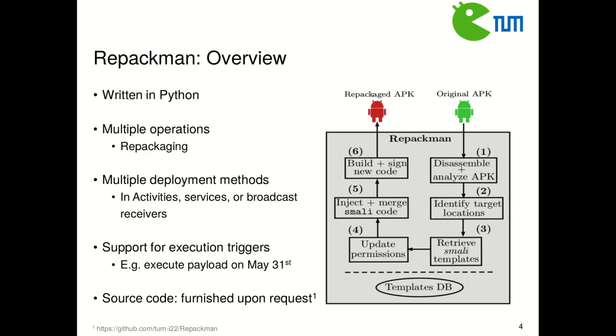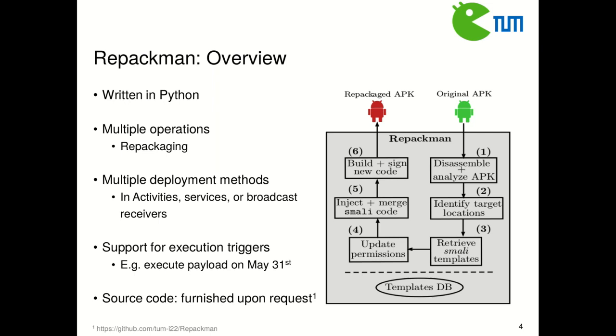Repackman is implemented as a command-line Python tool that supports multiple operations, chief among which is that of repackaging. Given the path to an APK archive to repackage, the first step in the repackaging process is to extract the archive and disassemble its classes.dex file into a smali representation as seen before using APKTool. This step also includes analyzing the app to retrieve details about its components and their internal structures. We use this information in the second step to identify possible locations to inject the new code.